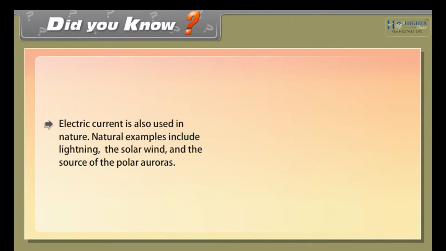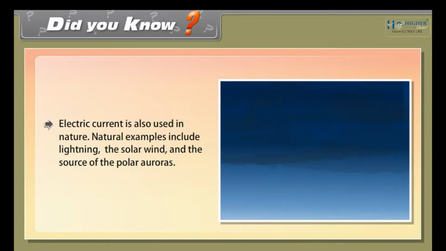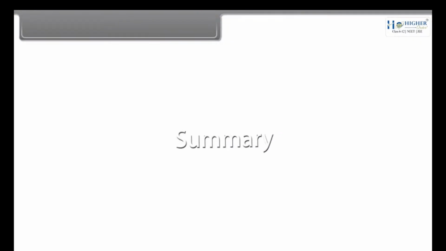Did you know? Electric current is also used in nature. Natural examples include lightning, the solar wind, and the sources of the polar auroras. Summary.